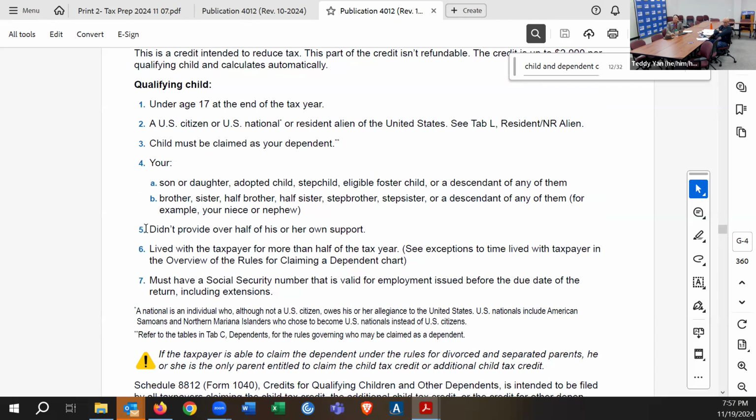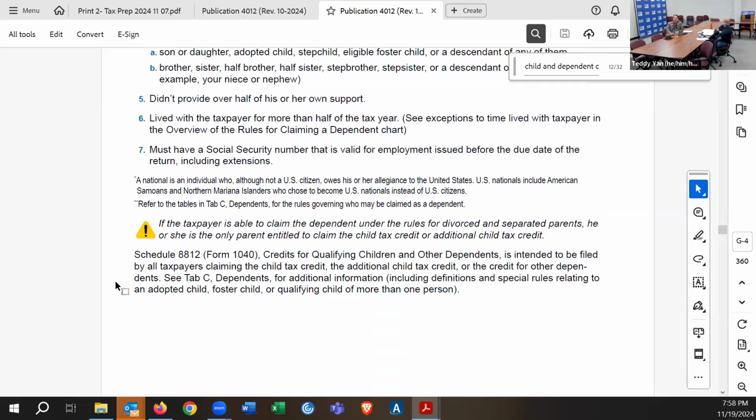Did Daria not provide over half of her own support? Yes. Did Daria live with the taxpayer for more than half the year? Yes. And does Daria have a social security number that is valid for employment, issued before the due date of the return? Yes, she does.